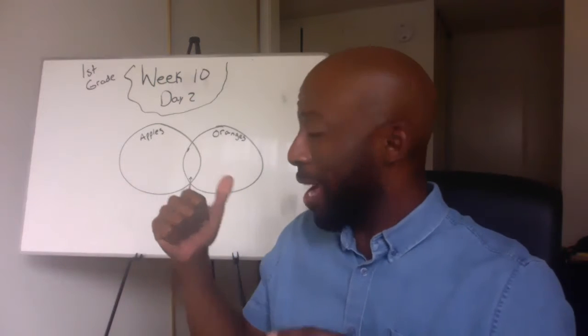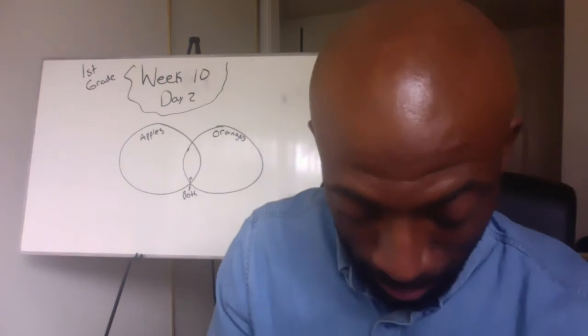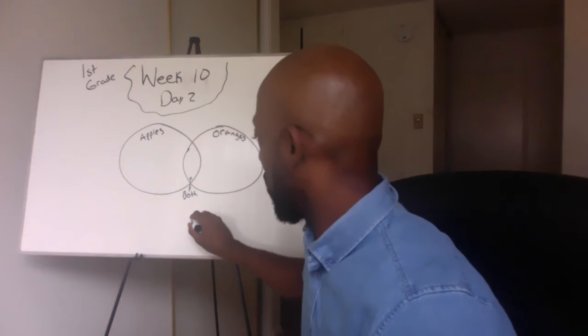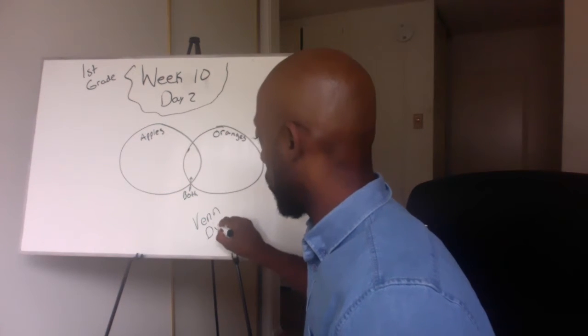All right, so make sure you write your name, and we're gonna look at the part here on the board. I have a little bit of example. This is what we call a Venn diagram. I'm actually gonna write it on the board. Okay, a Venn, and it's called a diagram.